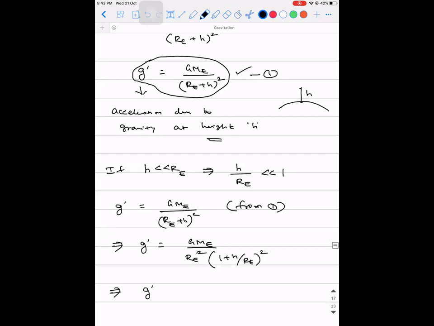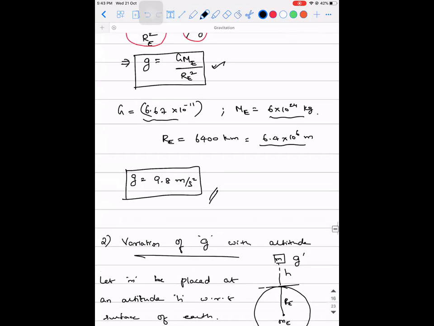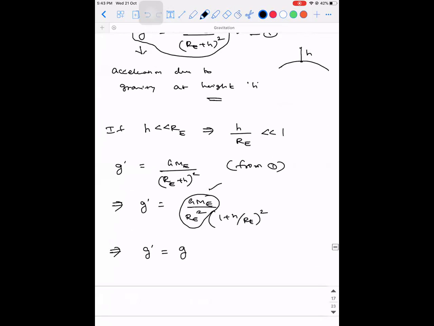So from this we get G dash is equal to, what is the value of GME divided by RE square? We have seen this value. It's nothing but the acceleration due to gravity on the surface of the earth. So can I write this as G into (1 plus H by RE)? Observe the way I'm writing, okay? G into (1 plus H divided by RE) the whole power minus 2. Can I write it like this?